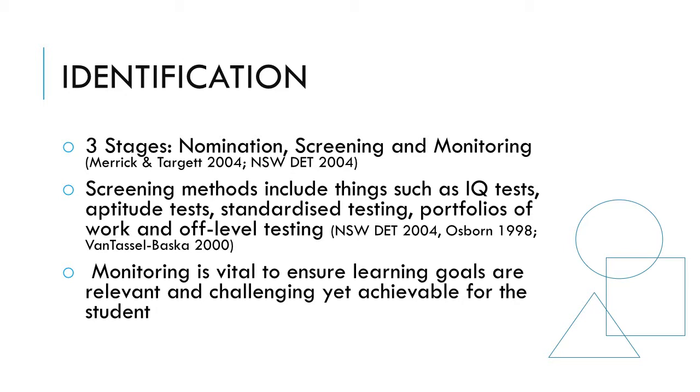Screening methods include things such as intelligence quotient tests, or more commonly known as IQ tests, standardized testing, portfolios of work, and off-level testing. Now, it is crucial to ensure the tests are appropriate for the child's suspected ability and are culturally fair. It is also important to use a multitude of test examples to accurately determine giftedness.